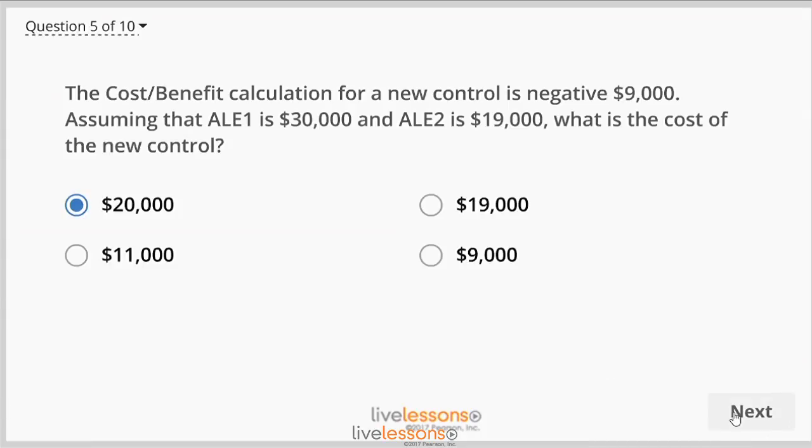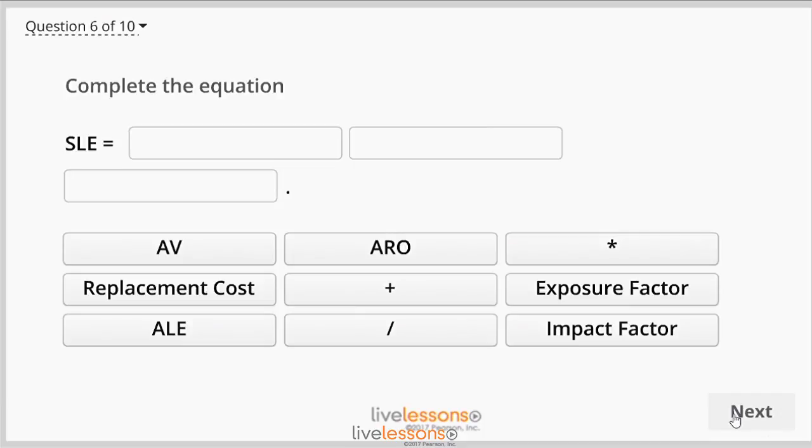On to our next. Another drag and drop. This time they're telling us to complete the equation. Well, if we have an equation, we know we're going to have our three factors. So this was SLE, single loss expectancy. It'd be really helpful if you say, I know what an SLE is. SLE is going to be AV times EF.